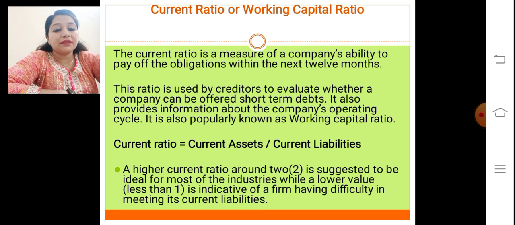And what is the ideal situation of current ratio? A higher current ratio, around 2, is suggested to be ideal for most industries. It means 2:1 is the ideal current ratio. While a lower ratio, less than 1, indicates the firm is having difficulty in meeting its current liabilities. If the current ratio of the company is 2:1, the firm's ability to meet its short-term obligations is very good as compared to a company having a lower current ratio.